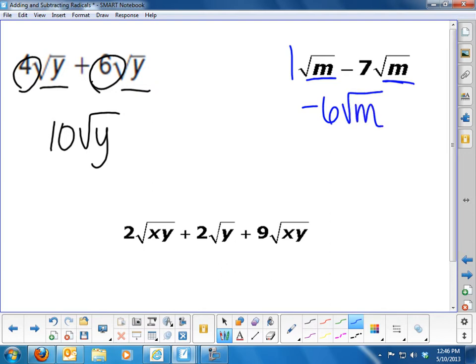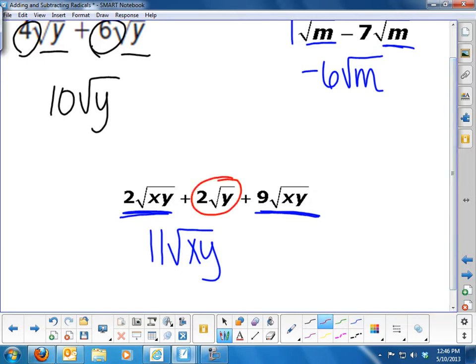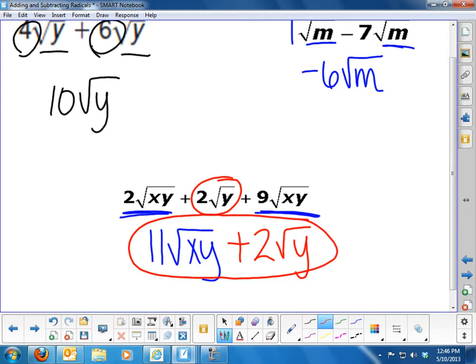Okay, next one. What can we combine here? It looks like I can combine this first term with my last term because they are the same. So I add their coefficients. 2 plus 9 gives me 11, and I keep the square root of xy the same. Now this middle term here is not a like term because it does not have an x. So I just add that one on. I cannot combine those, so this would be our answer.